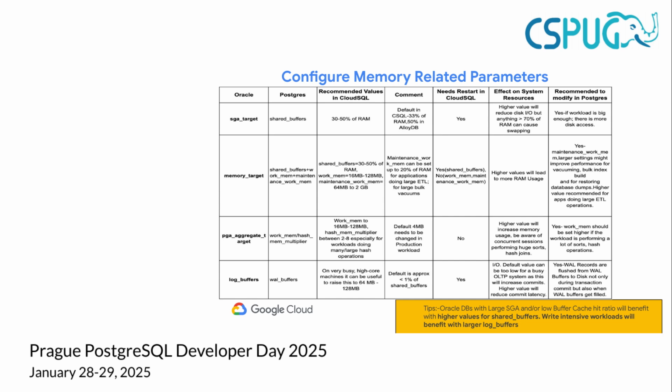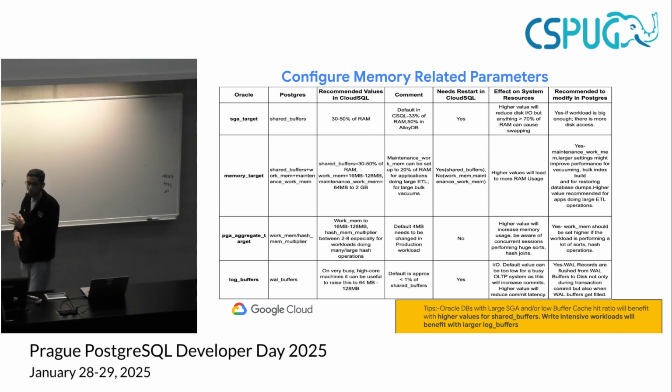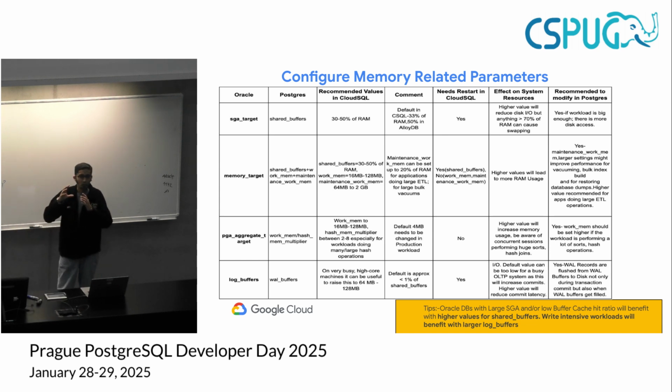Then in Oracle, there is another parameter, memory target, which was introduced in Oracle version 11g Release 2 mostly. Basically this is a combination of SGA target and PGA aggregate target in Oracle. So in Postgres, this is a combination of your shared buffers, and your per process memory, mainly the work_mem and the maintenance_work_mem.